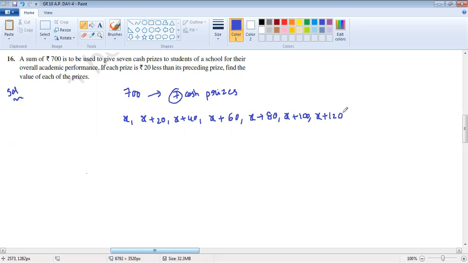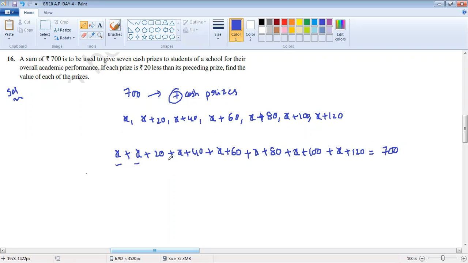Do you understand? See, there are cash prizes to be distributed among them. Yes, sir. So the first one is initially X rupees. Then we go for X plus 20, X plus 40, X plus 60, X plus 80, X plus 100, X plus 120. Now the sum of all these: X plus 20, X plus 40, X plus 60, X plus 80, X plus 100, and X plus 120, which is equal to 700.